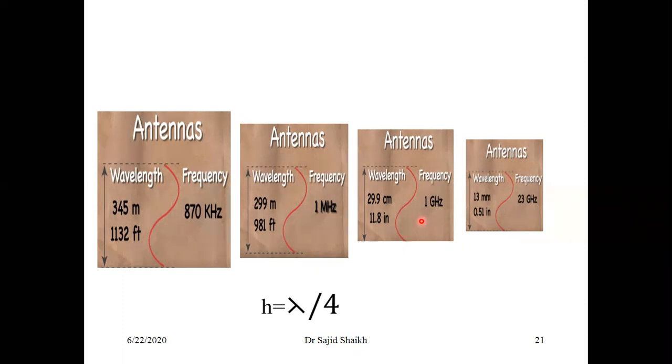If we increase the frequency further to 20 gigahertz, the antenna height will be only 13 millimeters, which is hardly visible to the naked eye. The antenna height becomes so small. So from this slide we can conclude that if we increase the frequency, the antenna height decreases.